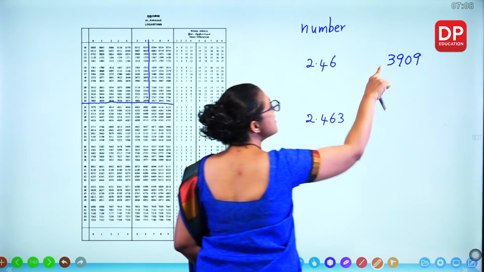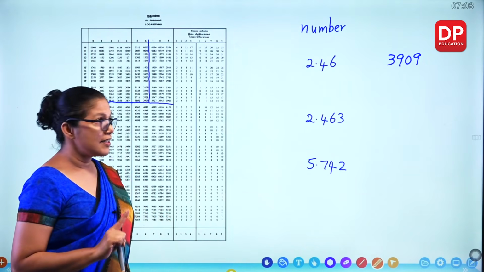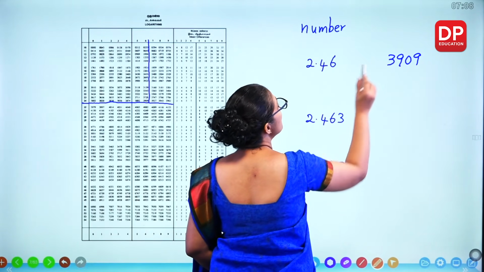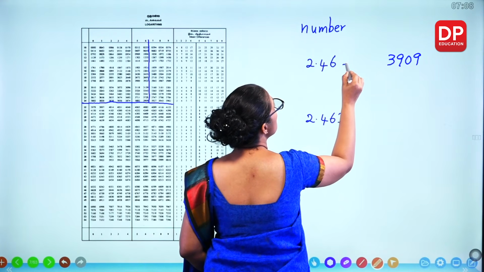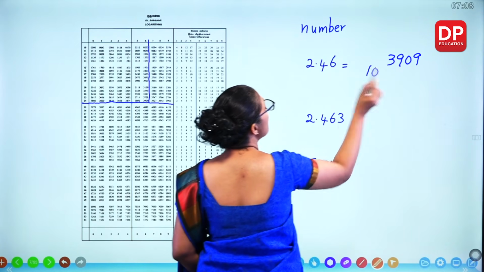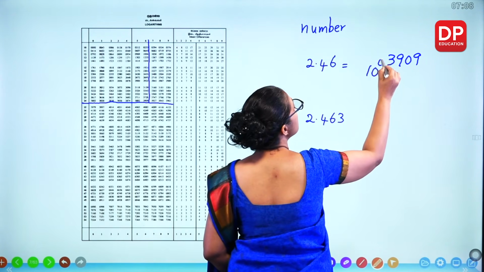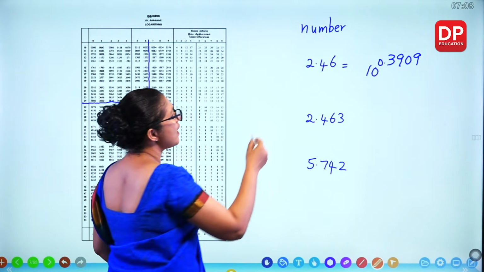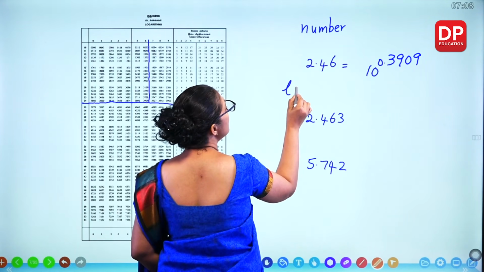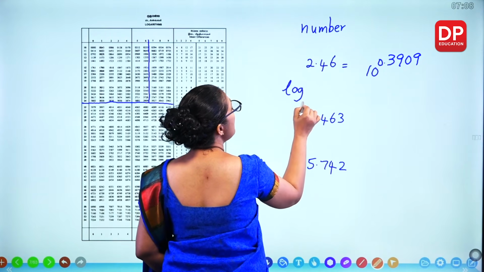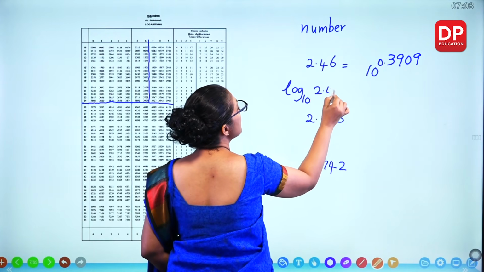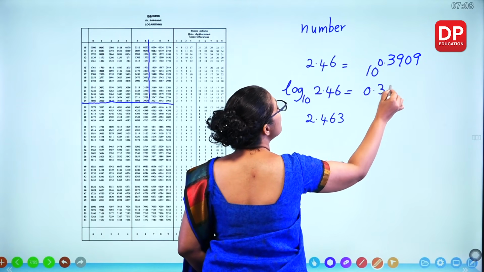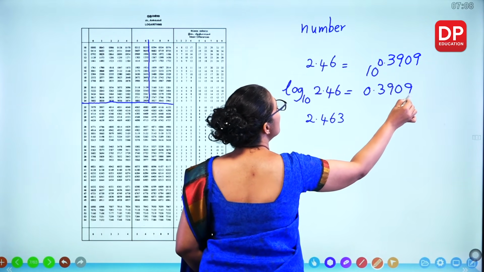3909. Is it 3909? No, that's a decimal value. So we can write down this one as 10 to the power 0.3909. Then how can we find out the log value? Log 10 base, the number is this one. So 0.3909.